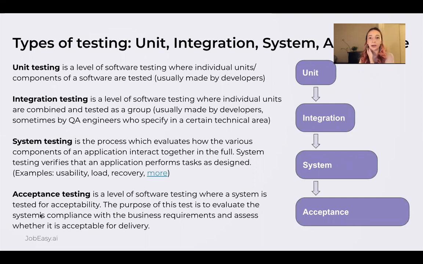Okay, and the very high level is acceptance testing. This is basically where most of the manual QA engineers work. This is the level where we usually appear and do a lot of jobs. This is a very high level, and this is when we basically test the whole system, the whole software for acceptability.